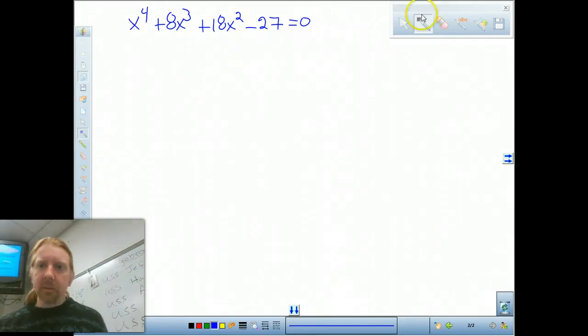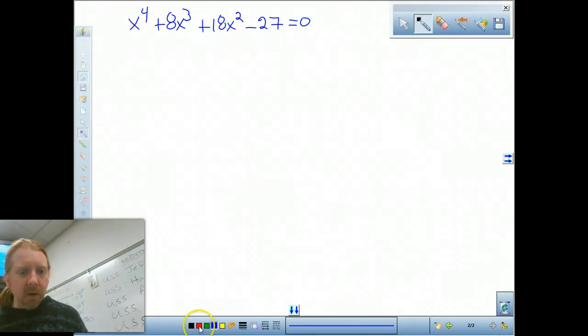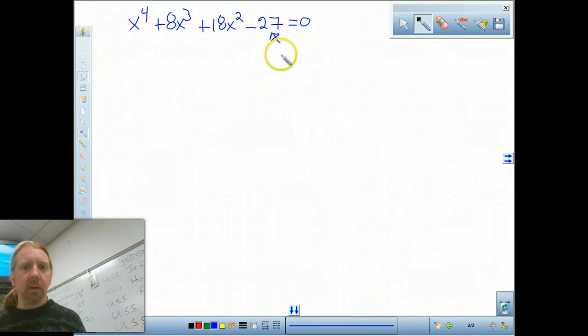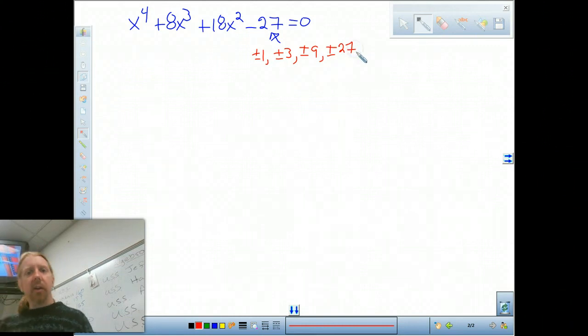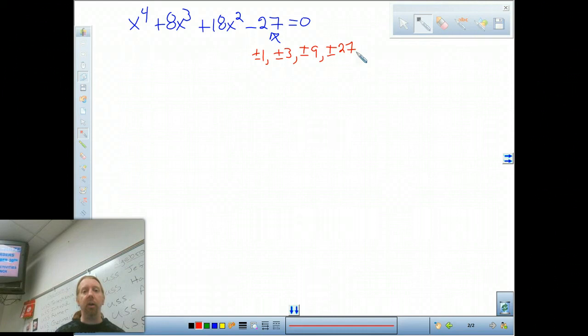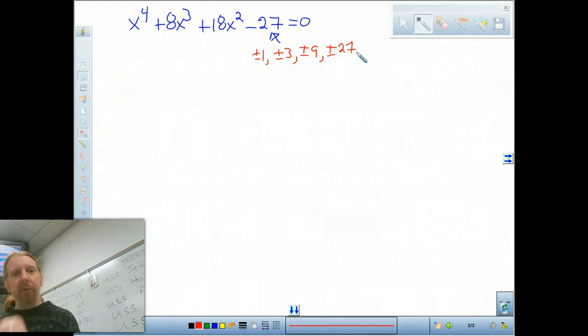So there's our function. What are my possible roots? I've got positive negative 1, positive negative 3, positive negative 9, positive negative 27. And that's from the rational root theorem. I know that going in, that's what I have to work with. So I want to start trying those numbers out.